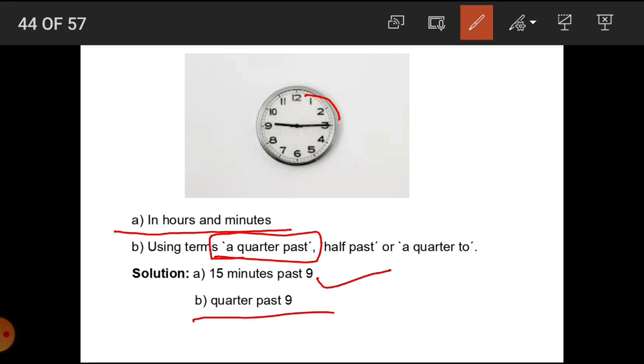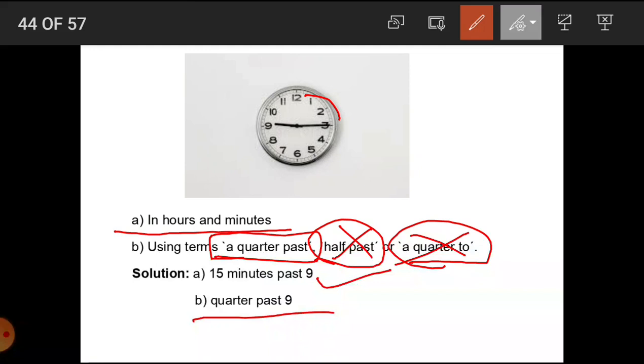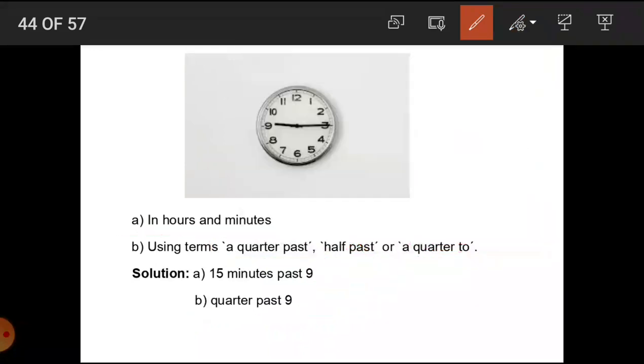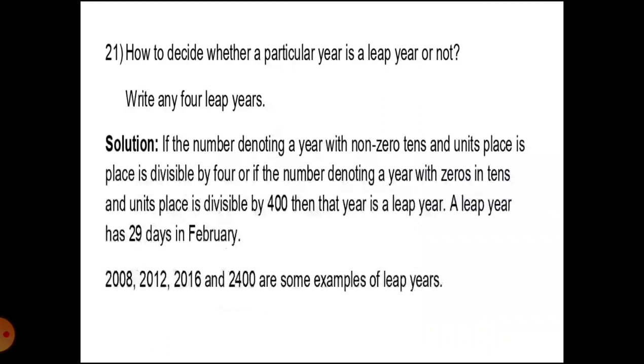Next term they have said is to use the term half past. Half past we are not going to use because still 30 minutes are not complete. This can be used when the 30 minutes are complete. Quarter to, this term is used when it completes 45 minutes, and as only 15 minutes are completed and 45 minutes are not complete, we are not going to use this term. Clear to everyone? Any doubt?